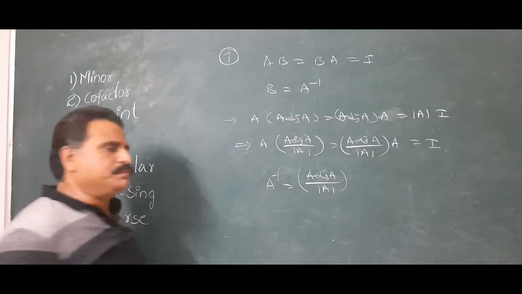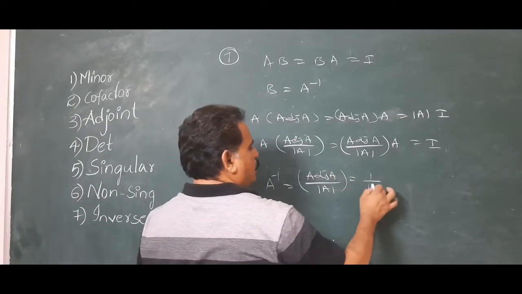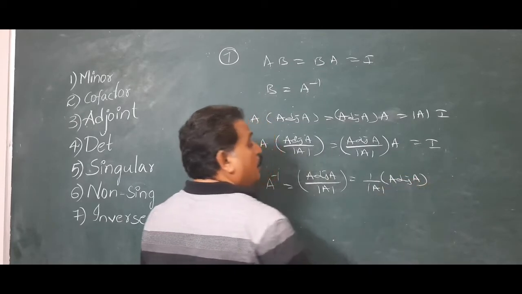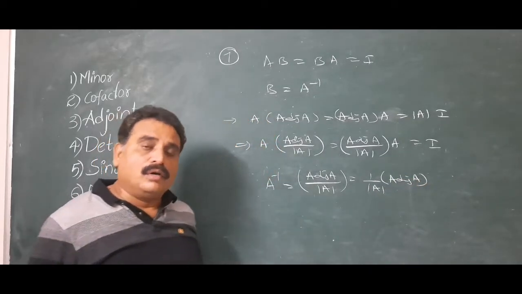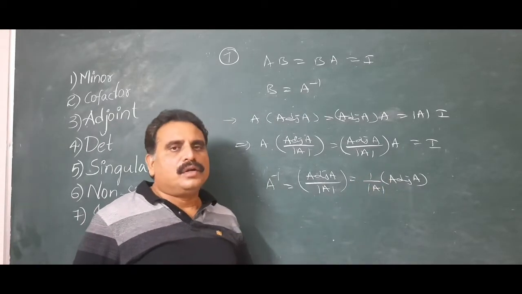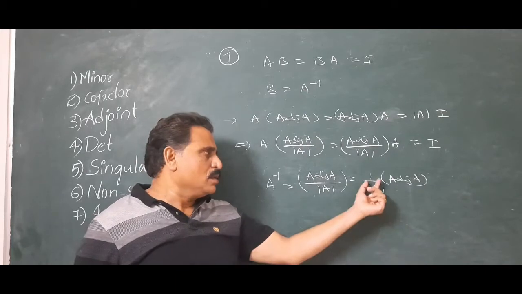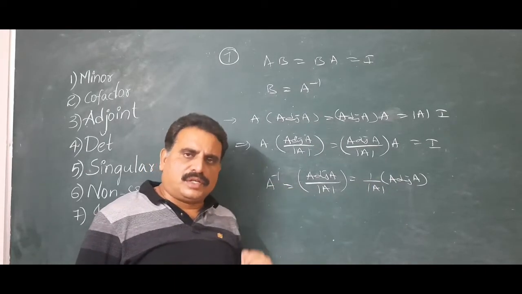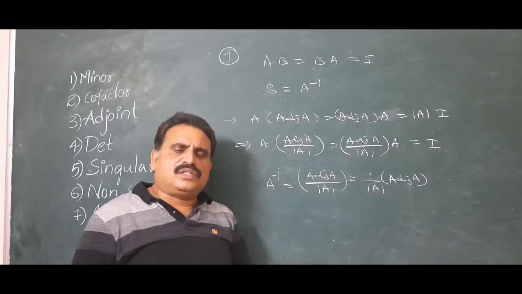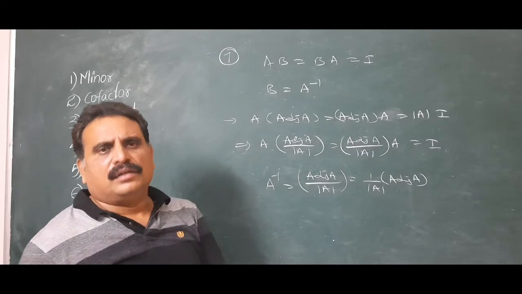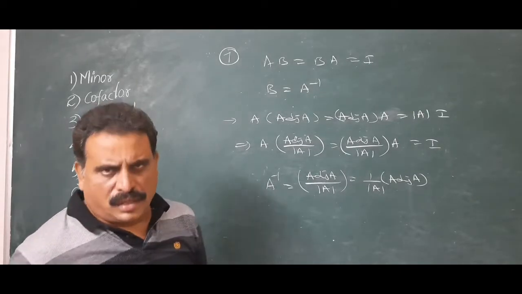Det A is a real number. A is a matrix. 1 by det A into adjoint A is the inverse of the matrix. You know, adjoint of A, 1 by det A into that. Why is A non-singular? Because if A is singular, det A is 0, so A inverse does not exist. So inverse exists only for non-singular matrices. If A is singular, A inverse does not exist.